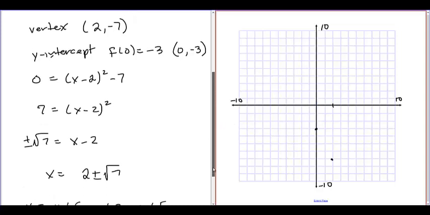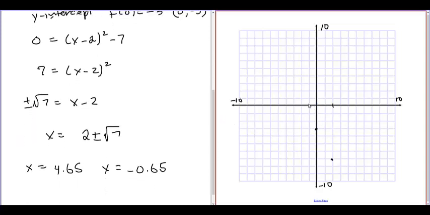And then my x-intercepts are negative 0.65, which would be about right here, and 4.65, which would be 1, 2, 3, 4.65. And then you have this axis of symmetry at x equals 2. So we have one more point, which is this symmetric point here for the y-intercept. And that looks all good. And then we can draw this thing in.